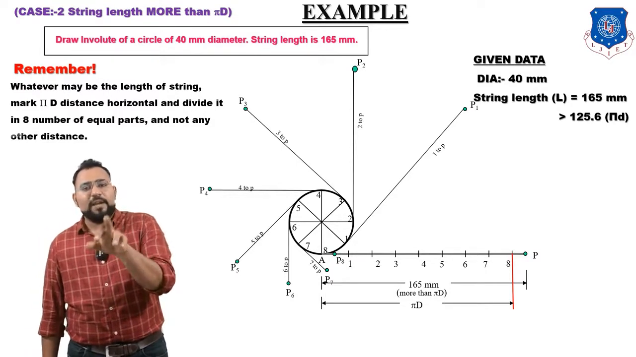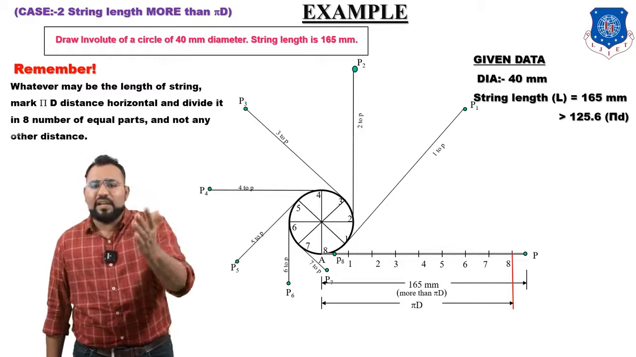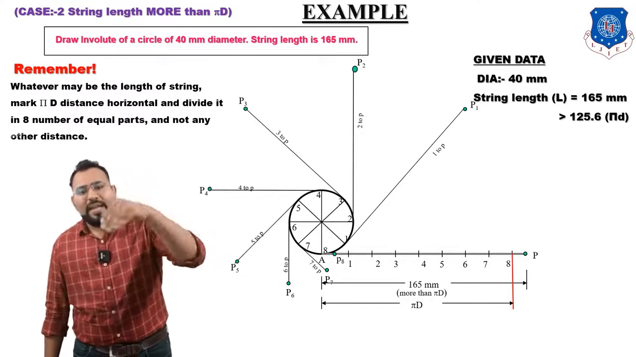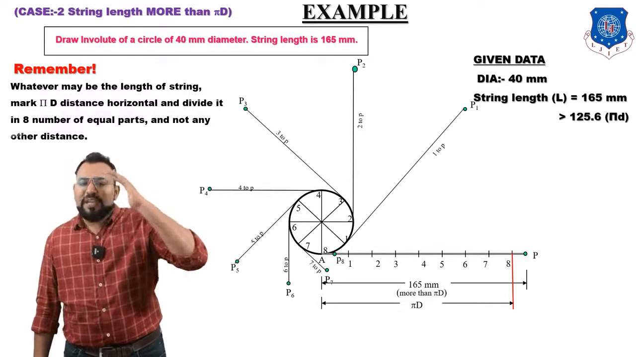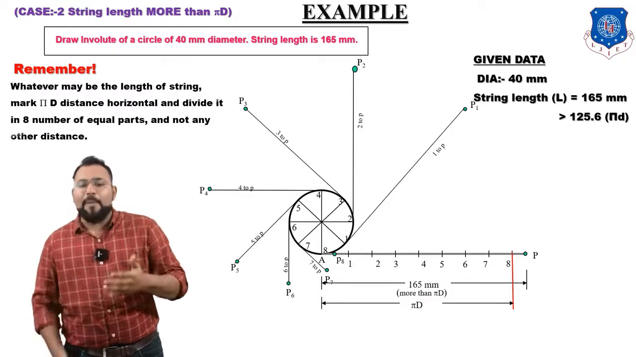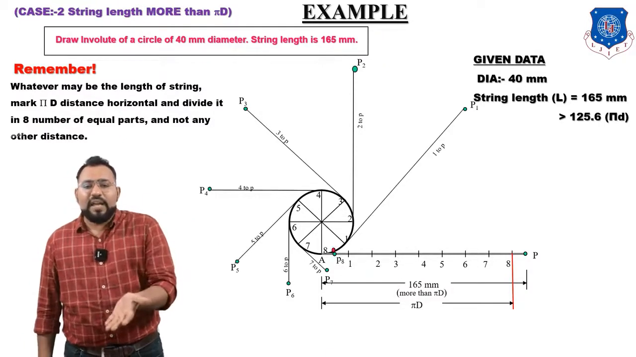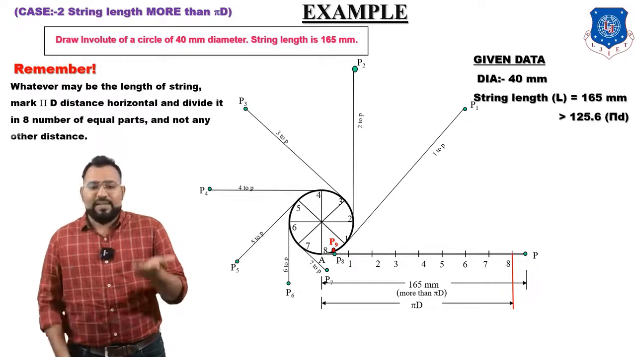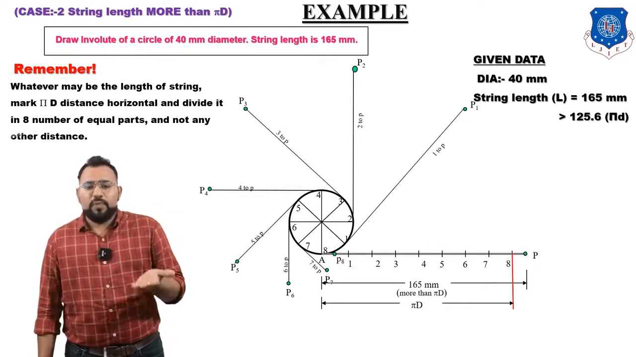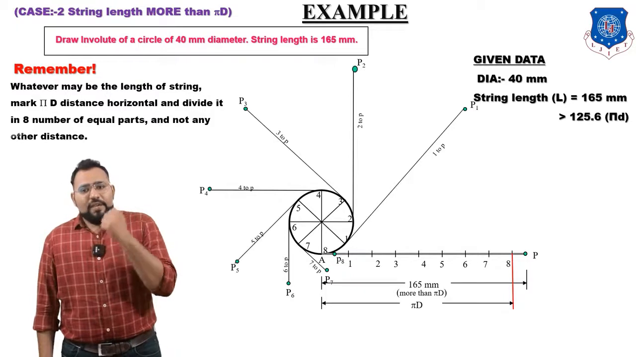We have a point P8, but that point P8 is not on the circle. So we have to take another point P9 which is on the circle. You have to imagine where it will be. Either you can take an approximation that it will be over here and call it point P9, or else I will give you one trick.